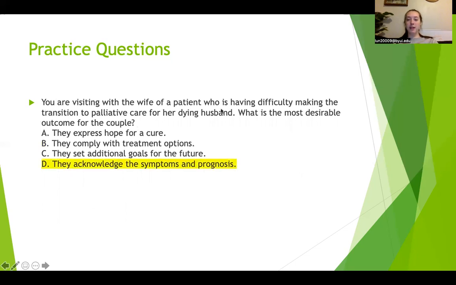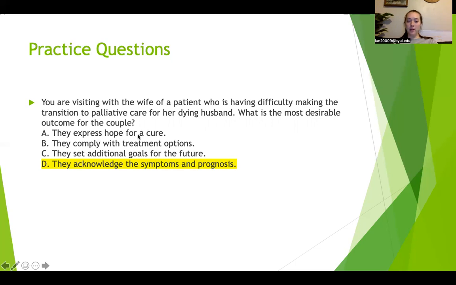Visiting the wife of a patient having difficulty making transition to palliative care for a dying husband. What is the most desirable outcome for this couple? D, they acknowledge the symptoms and the prognosis. Understanding and acknowledgement make the process so much easier for end of life care. A, B, and C aren't realistic in terms of the fact that her husband is dying.